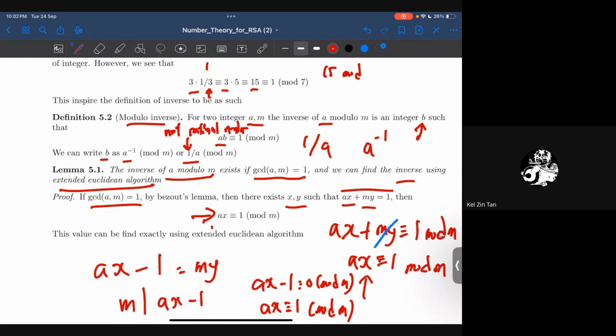And why do we go all the way to introduce the extended Euclidean algorithm? It is because without it, we don't really know how to find the modular inverse. But with the extended Euclidean algorithm, this can be found very easily. Okay, any questions?